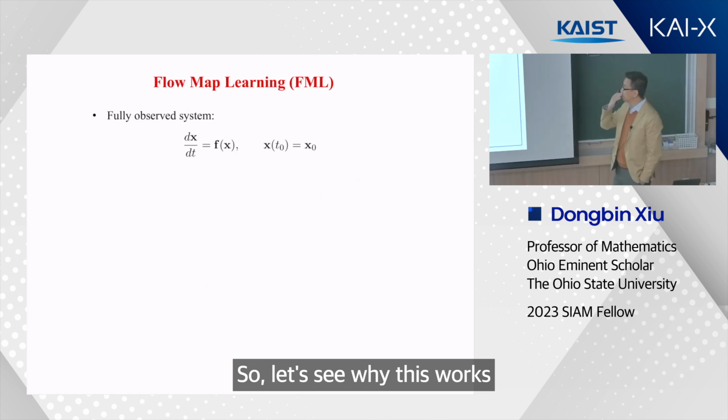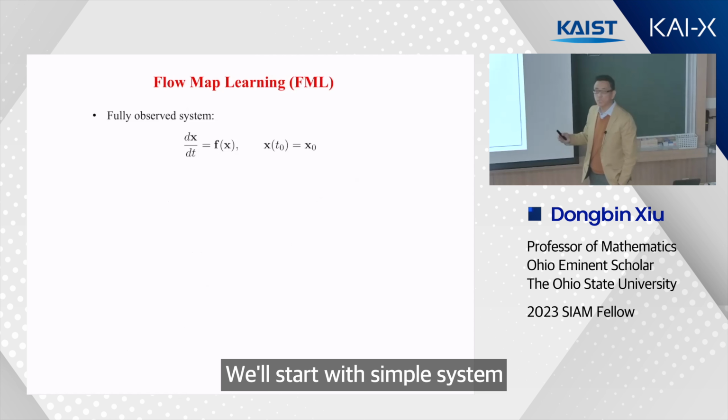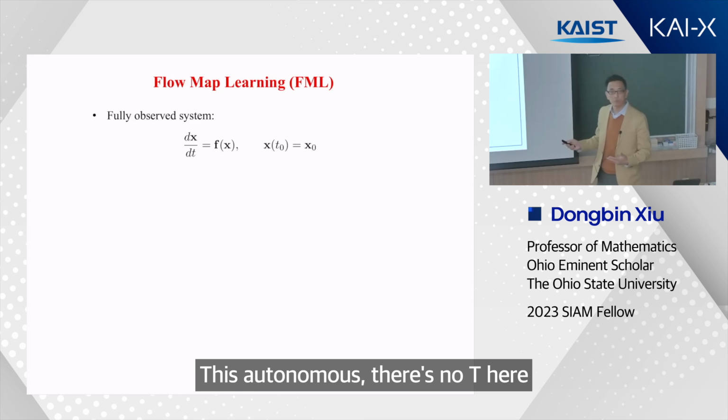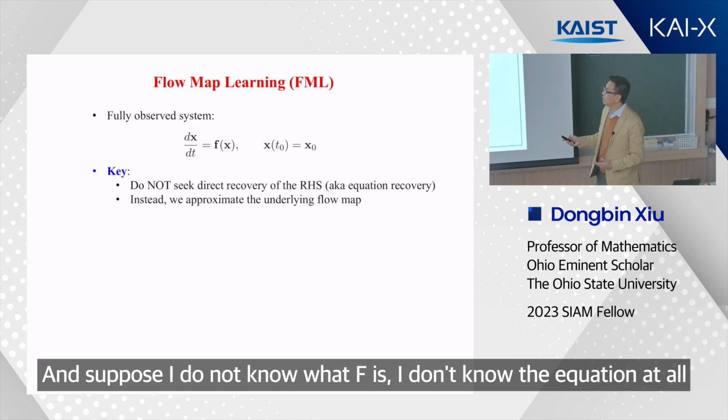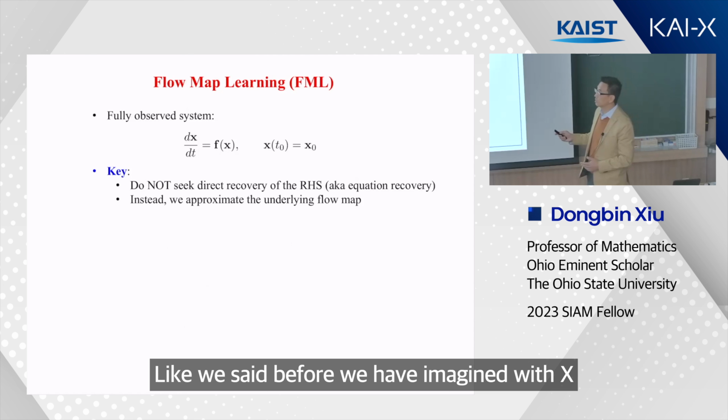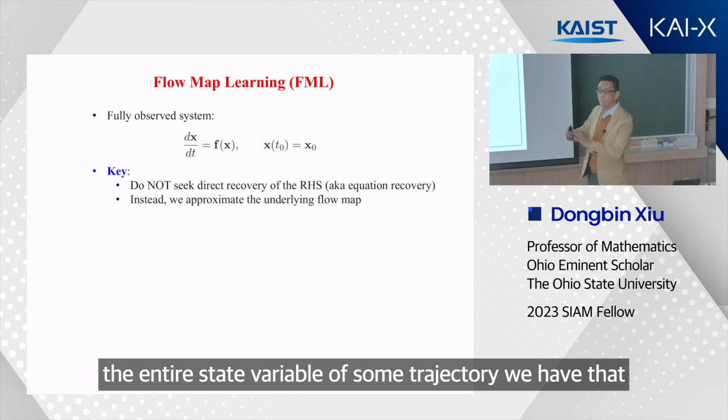All right, so let's see why this works. We'll start with a simple system. Suppose I have an autonomous dynamic system, a vector system. It's autonomous, there's no t here. And suppose I do not know what F is. I don't know the equation at all. But what we do have are measurements of X, like we said before. We have a measurement of X, the entire state variable of some trajectory.